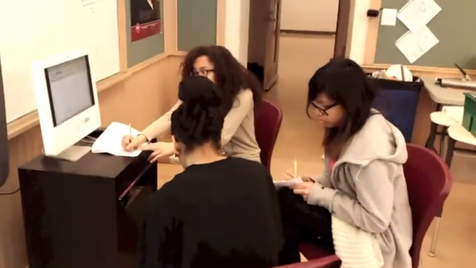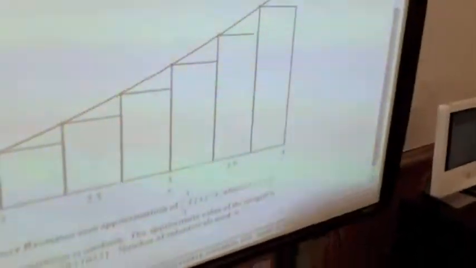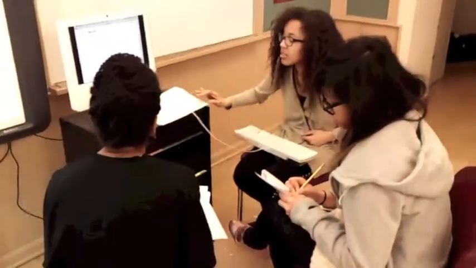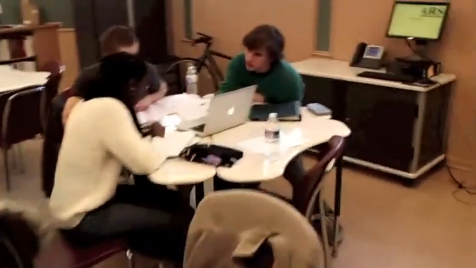Okay. Now, is this a good representation of the area? No. Why would you say no? It's okay. Is it the exact area? No. Why? Because the rectangles are too big, and there's too much white space. Too much white space, right. Okay, good. Yeah, when it goes right through the middle of the rectangle, it misses. I think that would be more accurate.